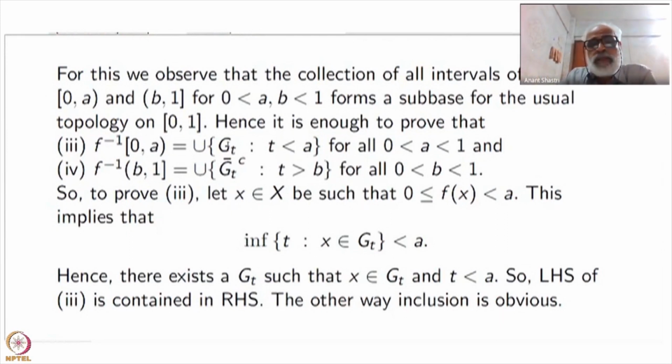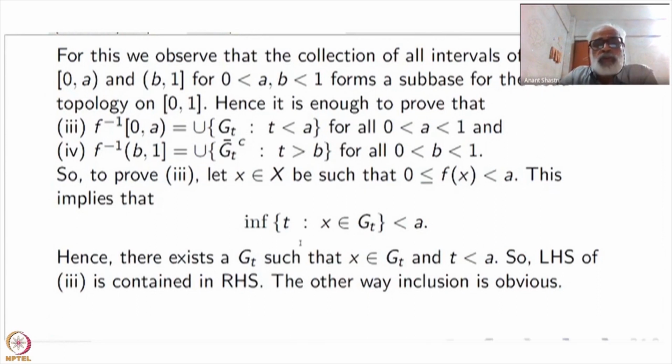Right? Even if one t is such that x is in G_t and that t is less than a, the infimum will be smaller than a. So f of x will be less than a, so it is here. So this way containment is obvious. All right. So fourth one.